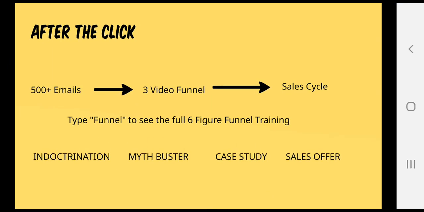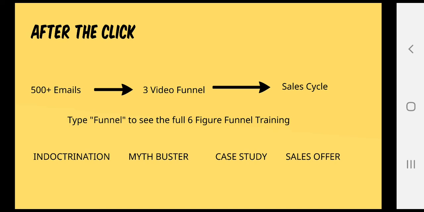After the click. So once you have actually offered the freebie to people, there's more to go. Like once you've actually got the 500 email addresses, then you take them through a 3-video funnel, and then there's the sales cycle. So you can actually build a really great business out of this. So type funnel to see the 6-figure funnel training in the comment section, or under this, there's just, again, another button that says learn the funnel. I think that's what it says.